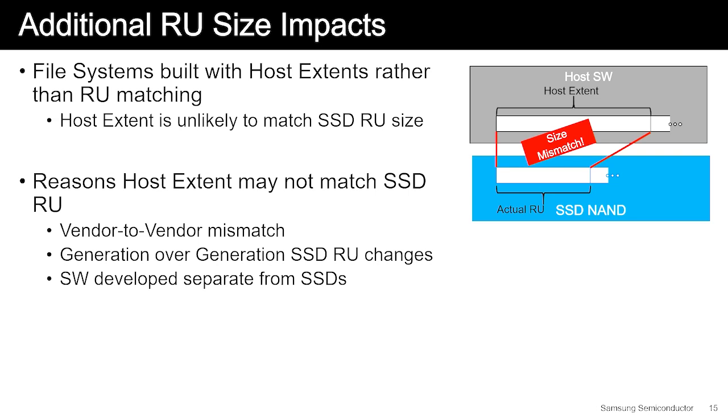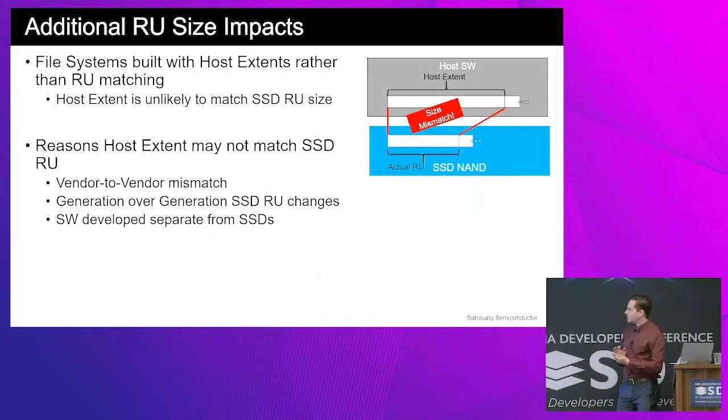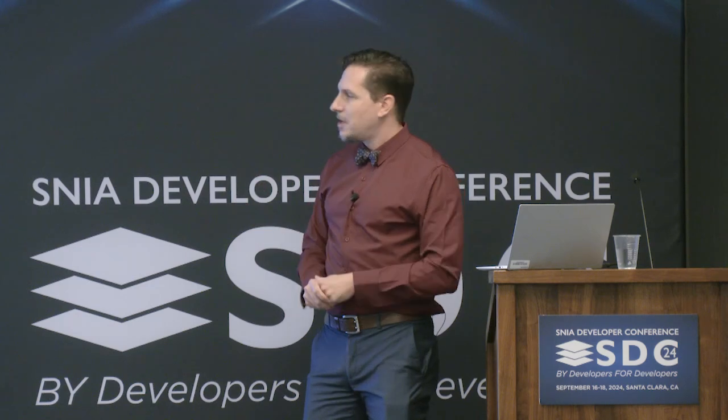Another impact that we've seen for RU size ends up trickling up into the host. And I know there are many names for it. I call it a host extent. I think SS table, blob, object. There are many names for it. So I call it a host extent here, which I think nobody else uses probably.